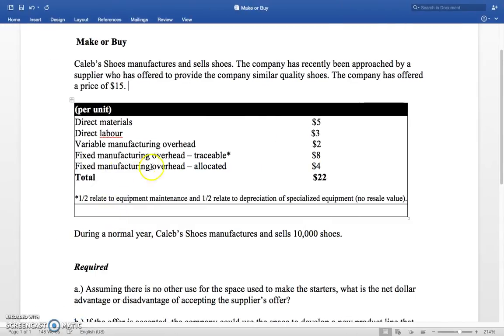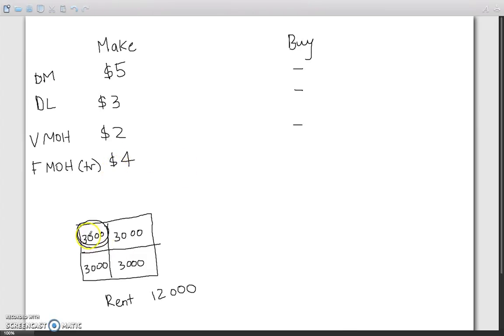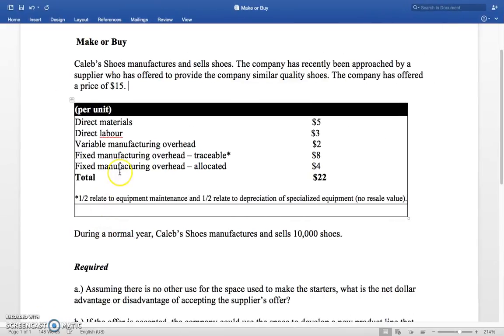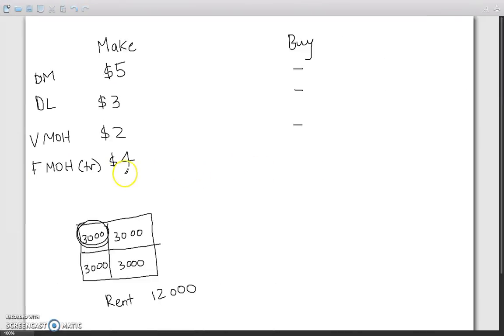But the fixed overhead is still going to be there. You're still going to have to pay $3,000 of rent for that space, even though you're not using it. So that sort of fixed cost is unavoidable. It's a sunk cost, and you have to pay it regardless of what you do. So this $4 is unavoidable and irrelevant to the decision. Therefore, you ignore it. So I'm going to draw the line here.